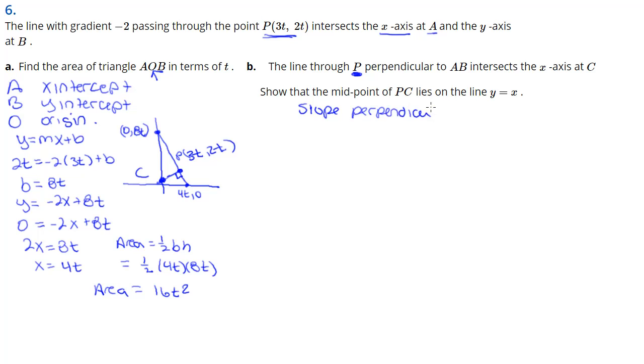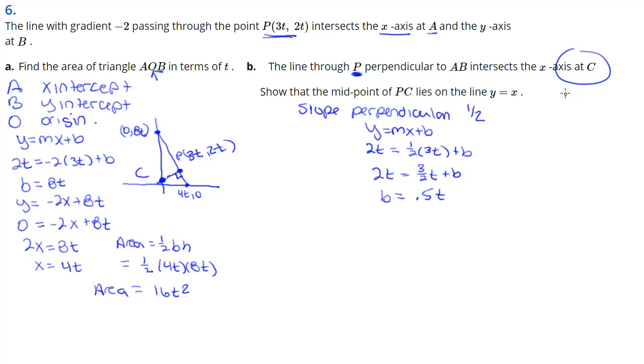We know that the original line, AB, has a slope of -2. So our perpendicular line must have a slope of 1/2. And once again, we know that our point (3t, 2t) is on this perpendicular line. So if I substitute this point into our equation, we get the value of b being equal to 1/2 t. Now, once I know that, I can write the equation of the line.